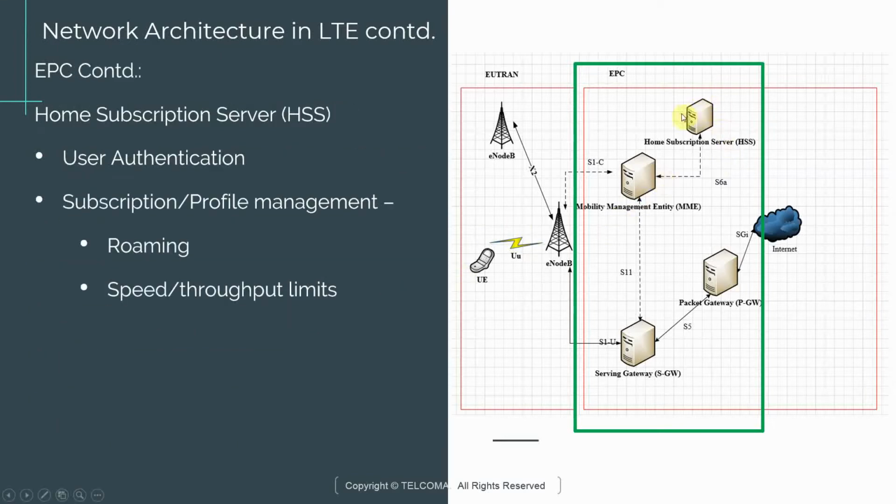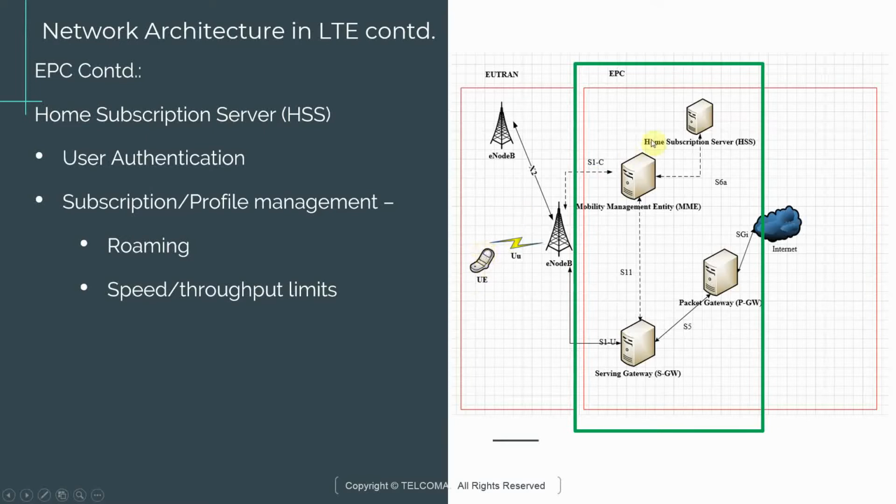So moving on, another network element is the home subscriber server, or the HSS, which is located right here. This network element is responsible for user authentication and also subscription and profile management. So let's talk about user authentication. Like I said, in LTE there is a big emphasis on security, and the way that they do that is by allocating certain encryption keys as well as certain specific keys to every subscriber, or user equipment in this case.